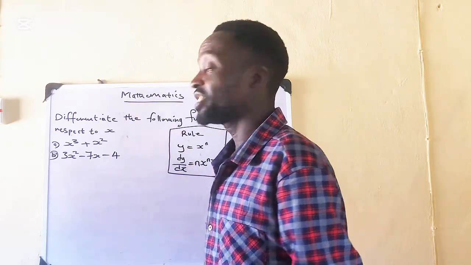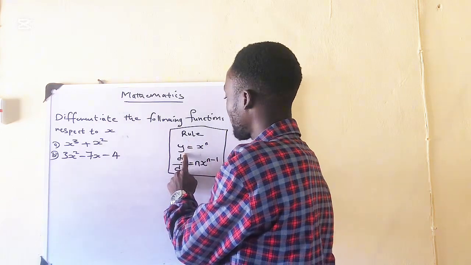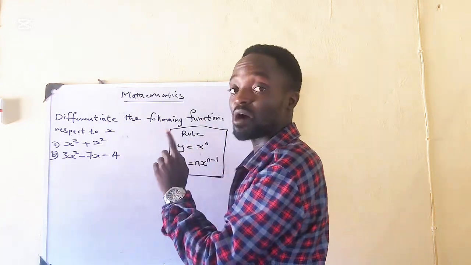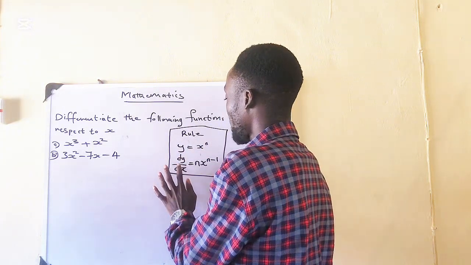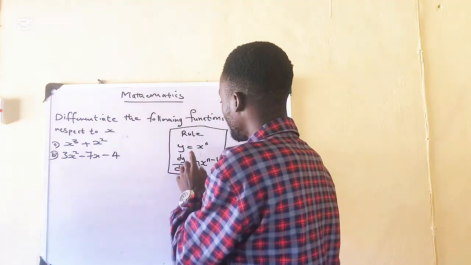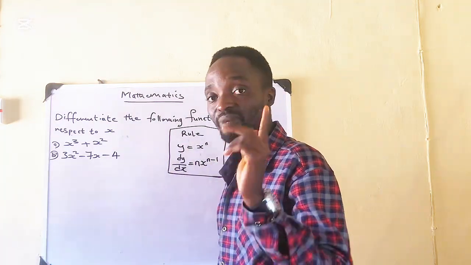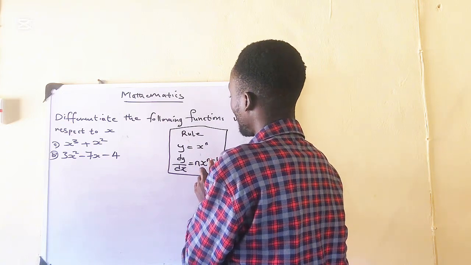In differentiation, there's what we call the power rule, and the power rule is given as this: if you have y equals x raised to the power of n, and you are asked to differentiate y, which is the same thing as dy dx. Dy dx just means differentiate y with respect to x. According to the power rule, it's equivalent to n x raised to the power of n minus 1.